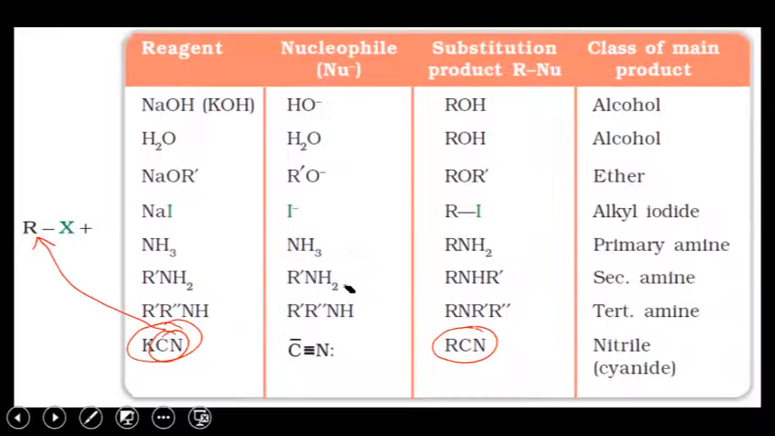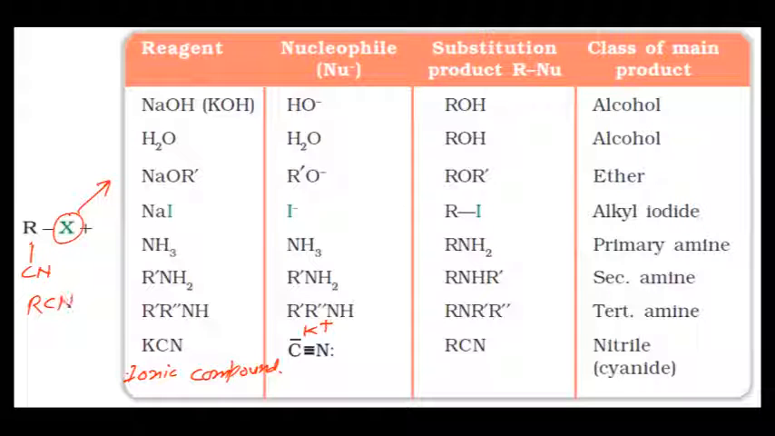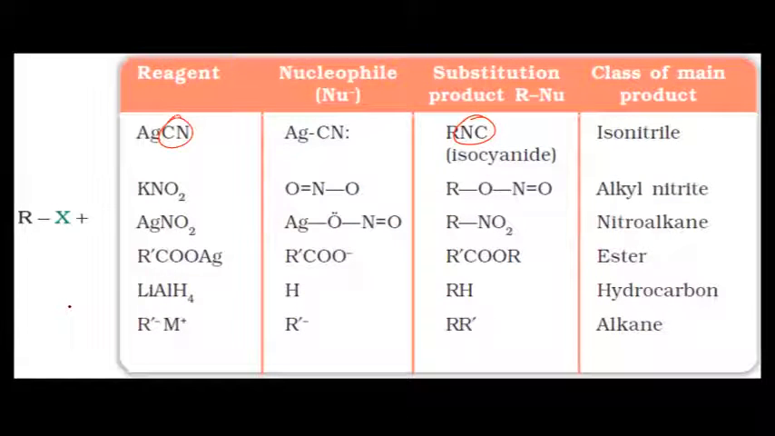The reason is KCN is an ionic compound, and that's why it ionizes into K plus and CN minus. Because carbon's affinity is greater than nitrogen's, carbon gets attached to the alkyl group and the halogen goes away, and you get RCN. But in case of AgCN, this one is a covalent compound.